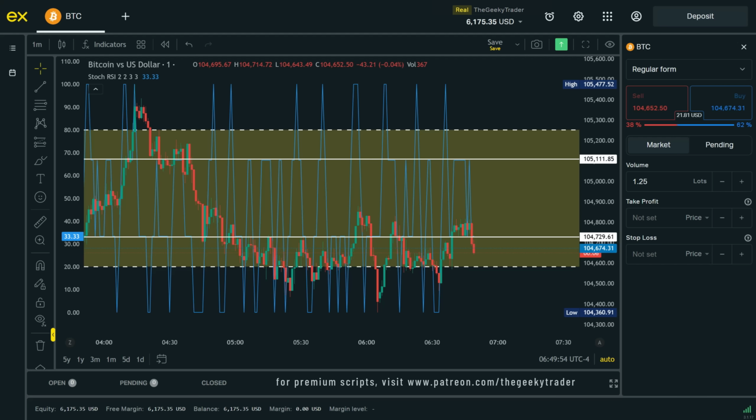And that's it. We've now got a clean, powerful chart set up with our key levels clearly marked. We're all set and ready to start taking trades. Let's dive in and see how the price reacts at these zones.